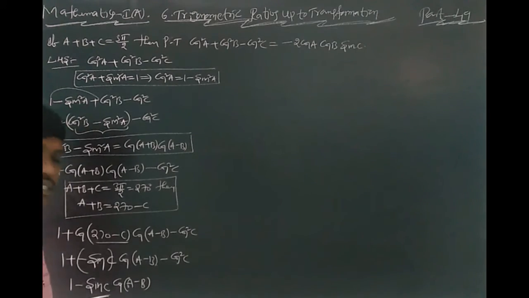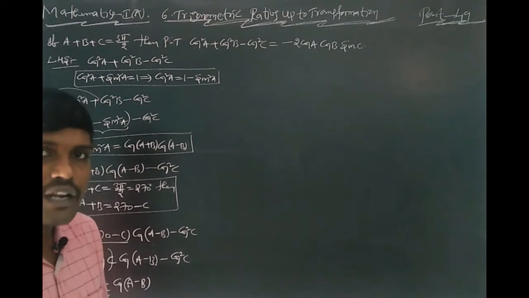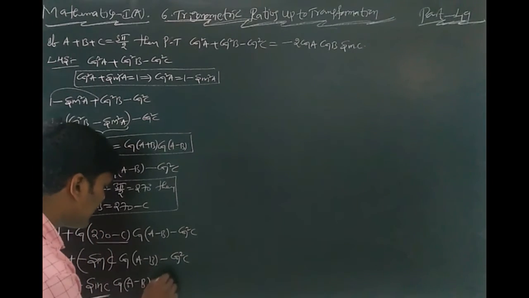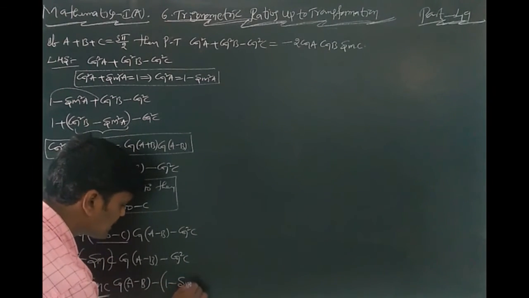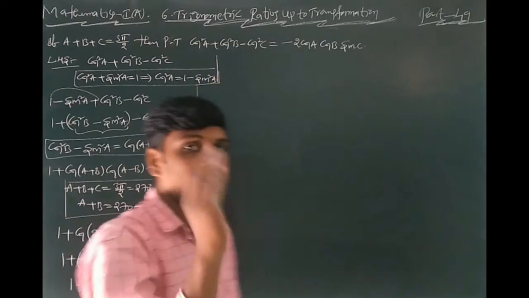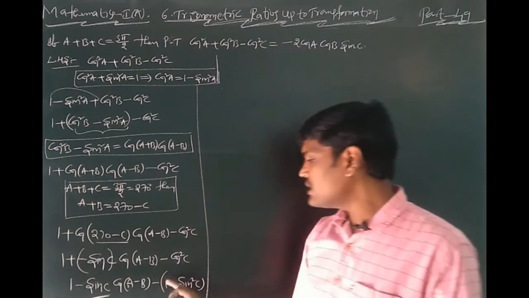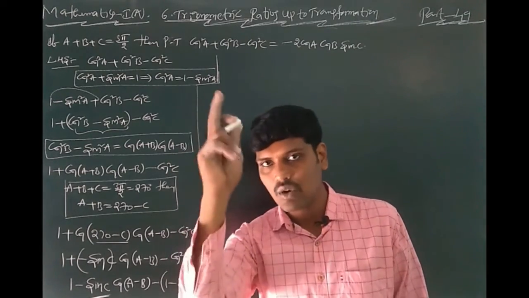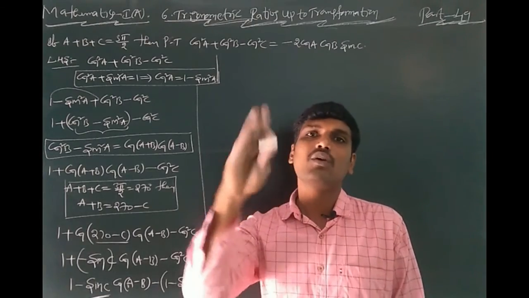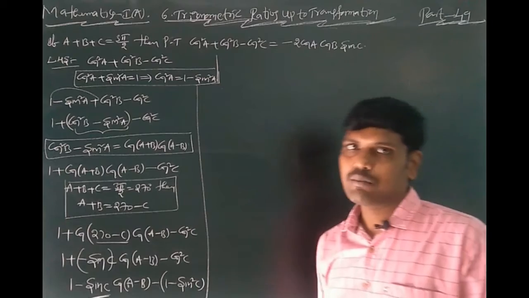Here sin C is there. Here cos square C is there. That cos square C you can write on one side as the first identity, minus of 1 minus sin square C. Correct or not, students? Here using which identity? The first identity of trigonometry. What is the first identity? Sin square C plus cos square C equal to 1. Then cos square C equal to 1 minus sin square C. You can write in place of cos square C, 1 minus sin square C.